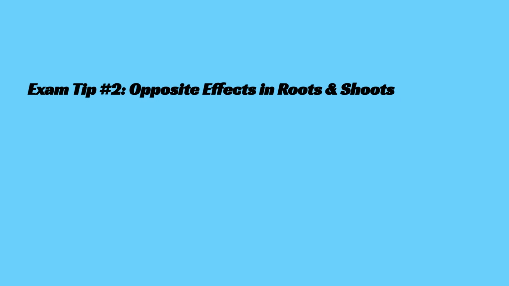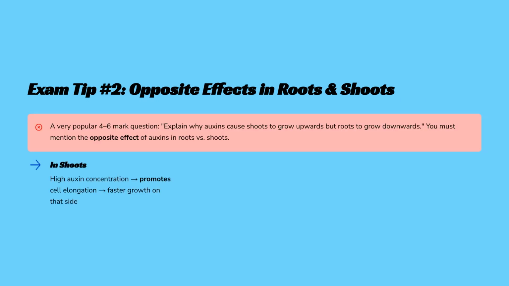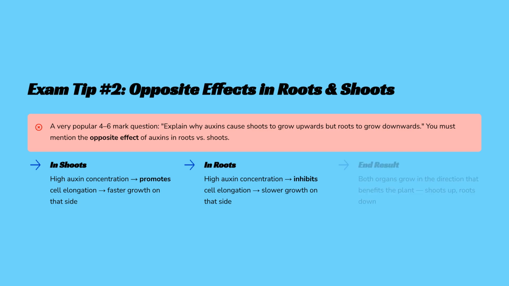Exam tip number 2 focuses on the opposite effects in roots and shoots. Remember, in shoots, high auxin promotes growth, but in roots, high auxin inhibits cell elongation. You must mention this difference when explaining why shoots grow up and roots grow down.